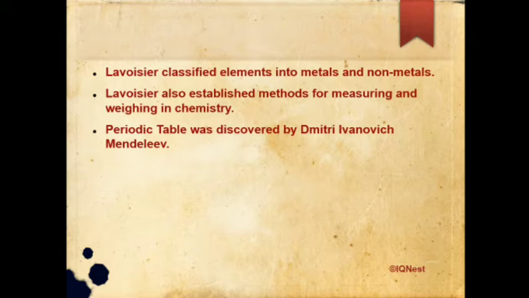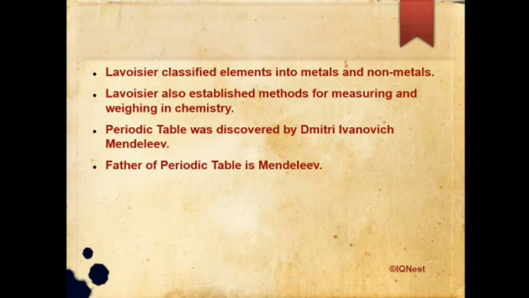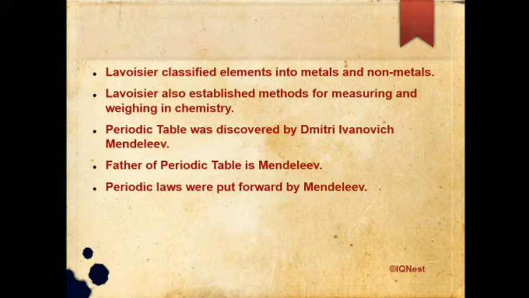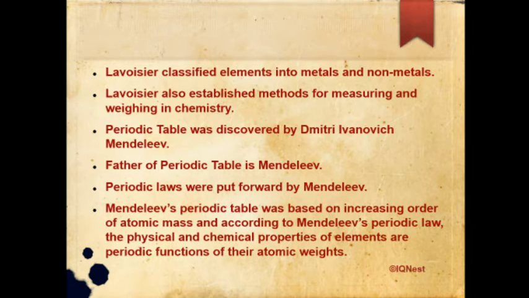The periodic table was discovered by Dmitry Ivanovich Mendeleev. The father of the periodic table is Mendeleev. So Mendeleev discovered the periodic table for the first time, and that is why he is known as the father of the periodic table. Periodic laws were put forward by Mendeleev. Mendeleev's periodic table was based on increasing order of atomic mass, and according to Mendeleev's periodic law, the physical and chemical properties of elements are periodic functions of their atomic weights.